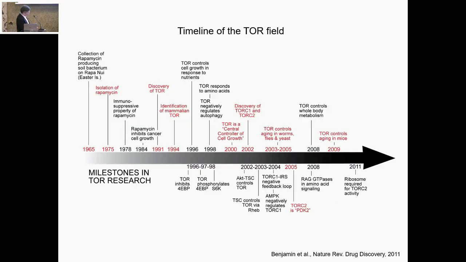It started in the mid-1960s when a group of scientists went to Easter Island, also known as Rapa Nui, and what they were doing was collecting soil samples from which they hoped to isolate a bacterium which produced some novel secondary metabolite which they could then develop into a drug. And what they were looking for in particular was a novel antifungal drug, which they hoped, of course, to commercialize.